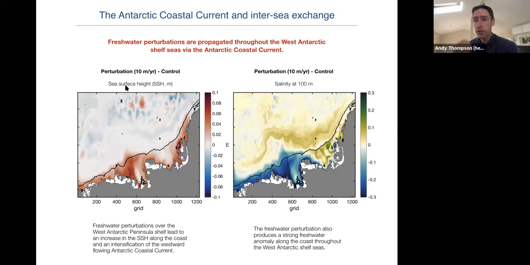And in this case, where you inject more fresh water, it leads to a strengthening of the Antarctic Coastal Current, both in terms of a sea surface height gradient, in terms of its velocity, but also in terms of the density gradients that I saw, both a horizontal and a vertical density gradient. And if I look at the changes in salinity, we see that there's also evidence here, especially throughout the Bellingshausen Sea, that perturbation gives rise to a freshwater anomaly that, again, is very much confined to the coast.